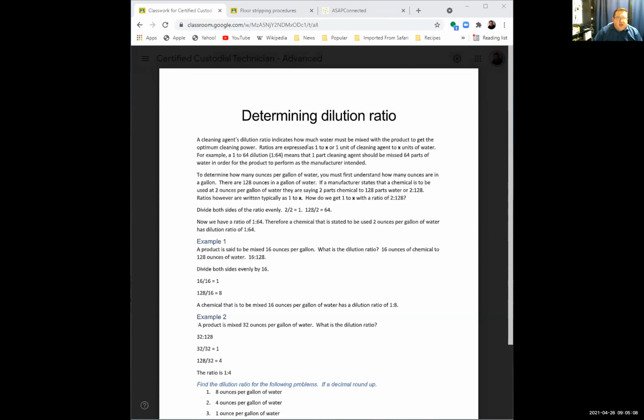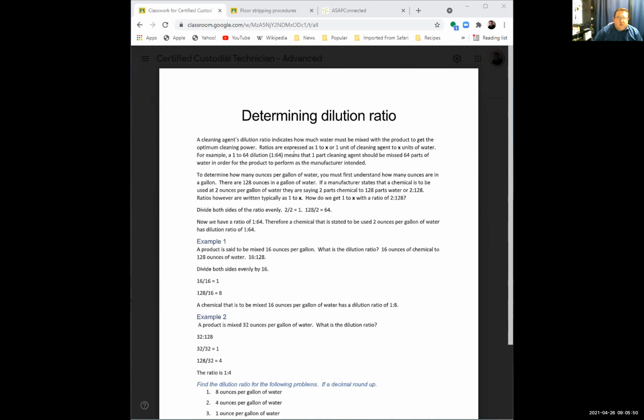Ratios are expressed as 1 to X, whatever that second number is, or 1 unit of cleaning agent to X units of water. So for example, as it's written here, a 1 to 64 dilution is written with 1, a colon, and then 64. That means 1 part cleaning agent should be mixed with 64 parts of water for the product to work as the manufacturer has intended it.